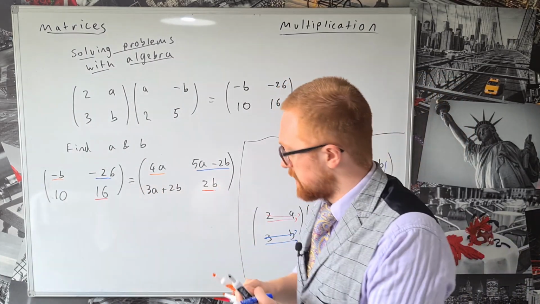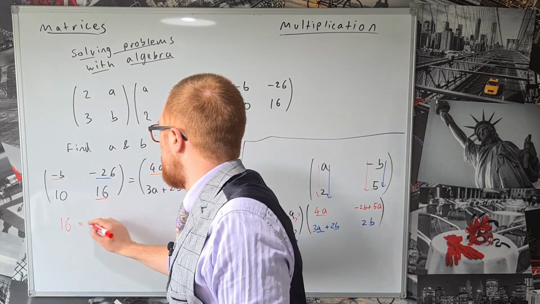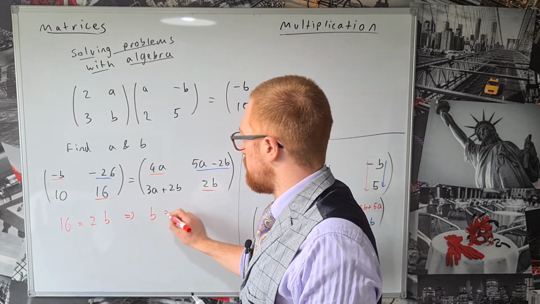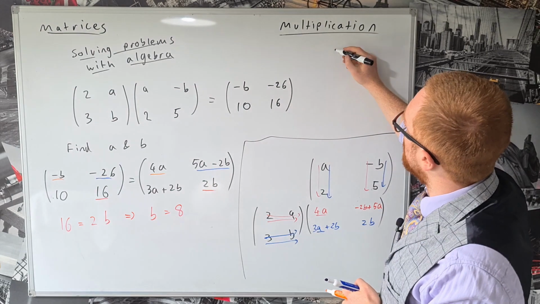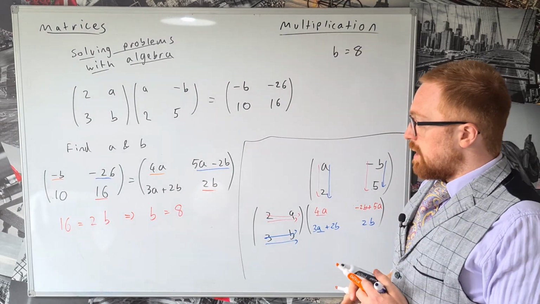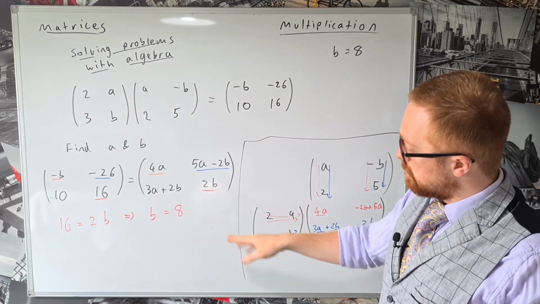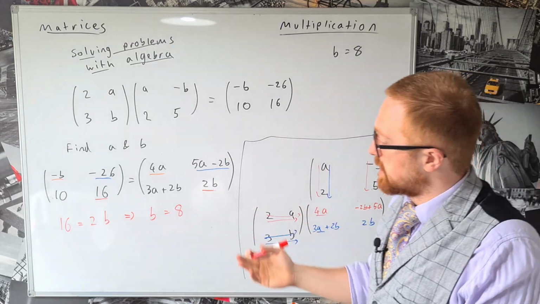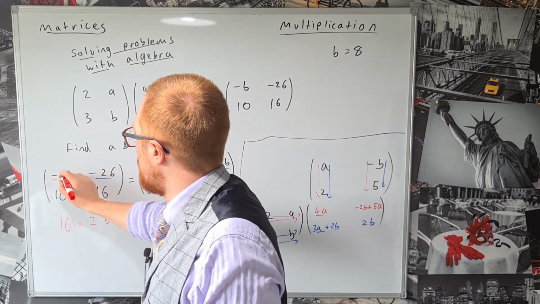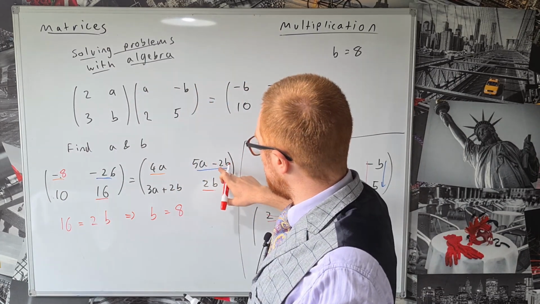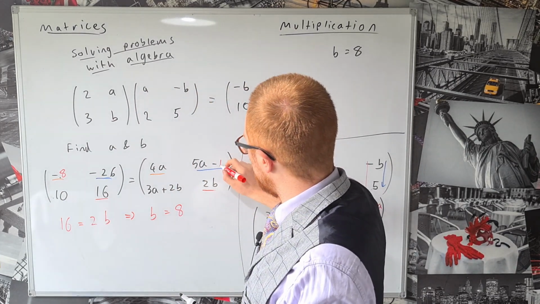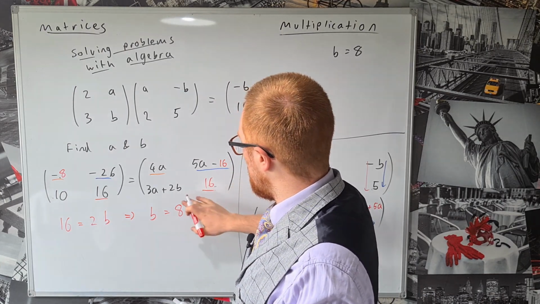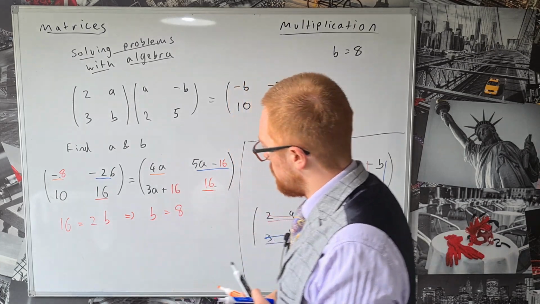So remember, if these matrices are the same, then 16 has to be equal to 2B, which tells us quite nicely that B has to be equal to 8. So let's just write that up here. B is equal to 8. So now what we can do is go through our matrices and swap all our Bs with 8, because that's what this allows us to do. So this negative B here turns into negative 8. This negative 2B here turns into negative 16. This 2B here turns into 16. And this 2B here turns into 16.